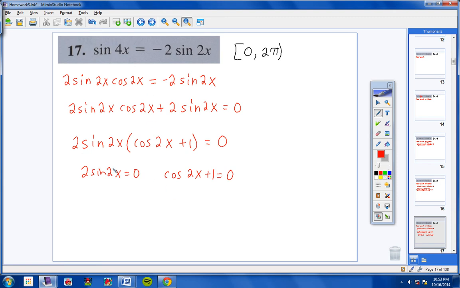Now for this one here, I'm going to divide both sides by 2. For this one here, I'm going to bring the 1 over and make it a negative 1. So here we go. Go ahead and do that.